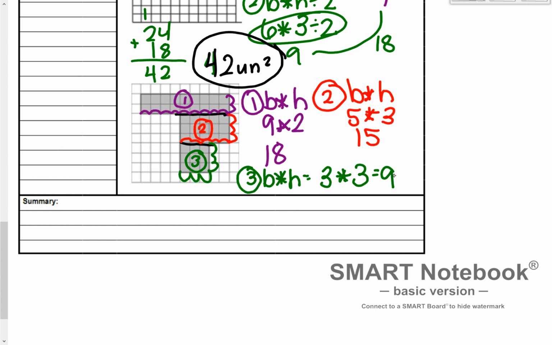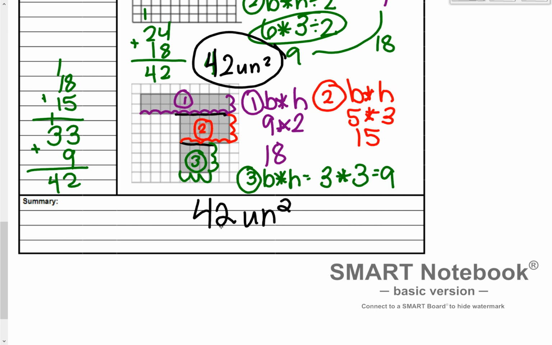Last step, I would add those up. So I'm going to stack 18 and 15 first. 8, 9, 10, 11, 12, 13, 33, plus 9, 12, carry the 1, 42 again. I must have liked that number today. So this final answer would be 42 units squared. If you have to write the summary for Avid, you can fit this in somewhere else. Final answer would be 42 units squared.